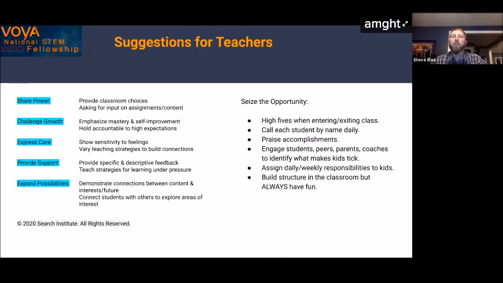High fives or fist bumps. I've seen people ask, do you want a fist bump? Do you want a hug? What do you want coming into class? It's that entering and exiting class and starting that relationship off on a positive note.